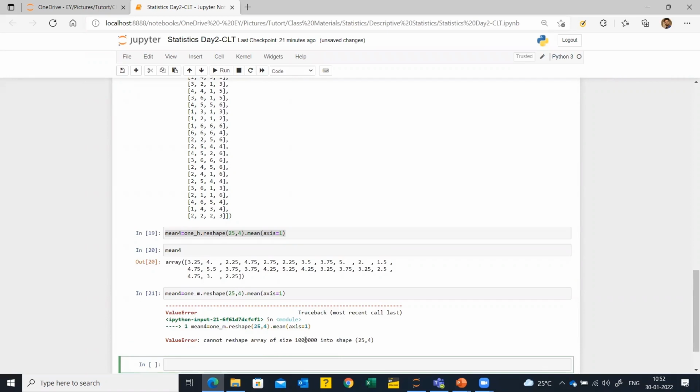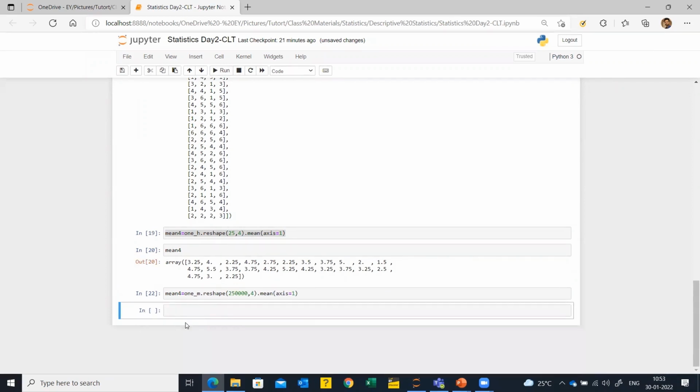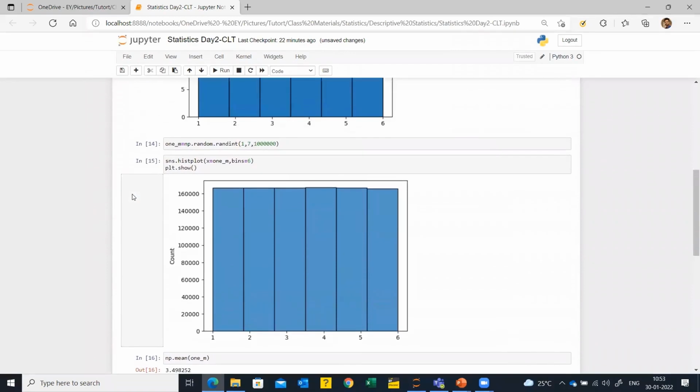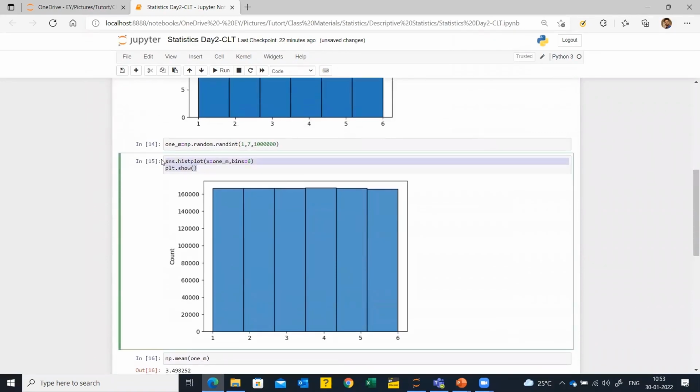Okay, it is giving me an error that 1 million records cannot fit into 100, right? So you need to change this. Let's change this to 4, 25, 1 million, and run it. Yes, I'm not getting any error. I will try to again plot the histogram. Let me copy the code because I'm lazy.